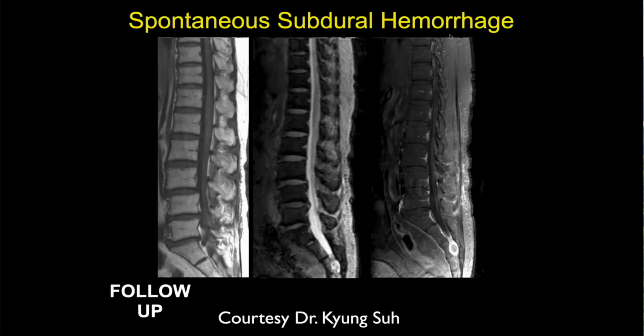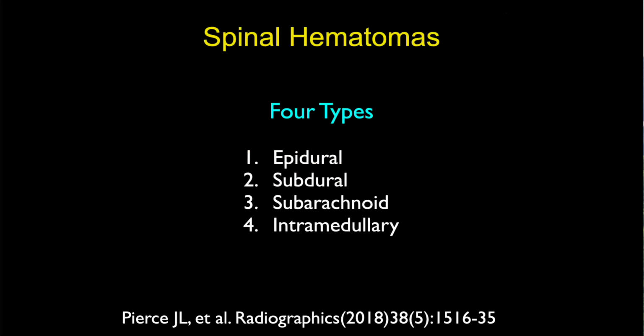So what are the kinds of hemorrhages you can get in the spine? It does look like retrolisthesis at L5-S1. The four types to distinguish are epidural, subdural, subarachnoid, and intramedullary. And sometimes it's a little difficult to differentiate them.